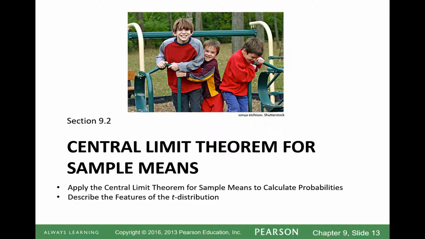Section 9.2, central limit theorem for sample means. Applying the central limit theorem for sample means to calculate probabilities. Describe the features of the t-distribution.